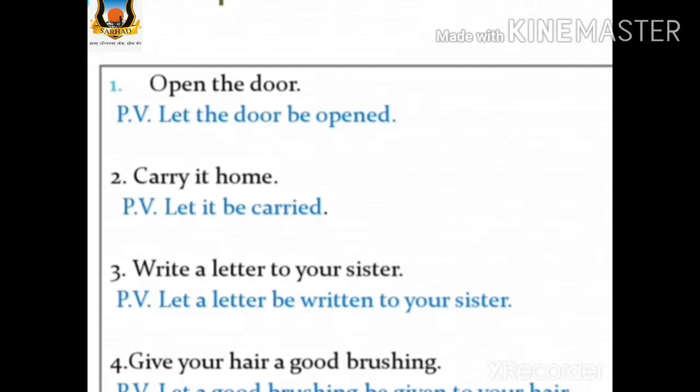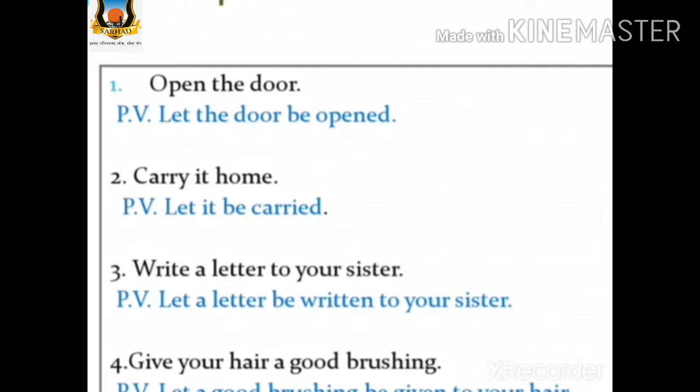Now listen, students, which is the object in this sentence? Write a letter to your sister. Have you got the object from the sentence? Yes, absolutely correct. Object is a letter, and which one is a verb in this sentence, students? Yes, this time also you are correct. Write is a verb from this sentence.